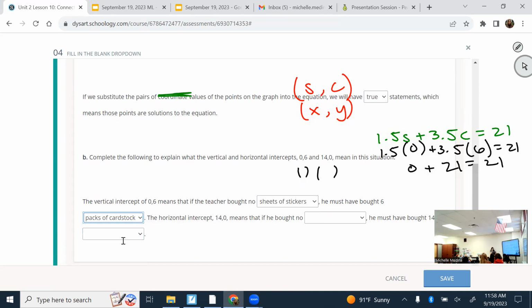Everyone do that? Okay, so then this one, the horizontal intercept, also called your x-intercept, means that if he bought no, what is he not buying this time? He's buying no cardstock. They kind of tried to trick you by flipping the order of what they're asking you, but still 0 means they're buying 0 of that, and if the 0 is listed second, he bought 0 cardstock. That means he must have bought 14 sheets of stickers. Questions on that?